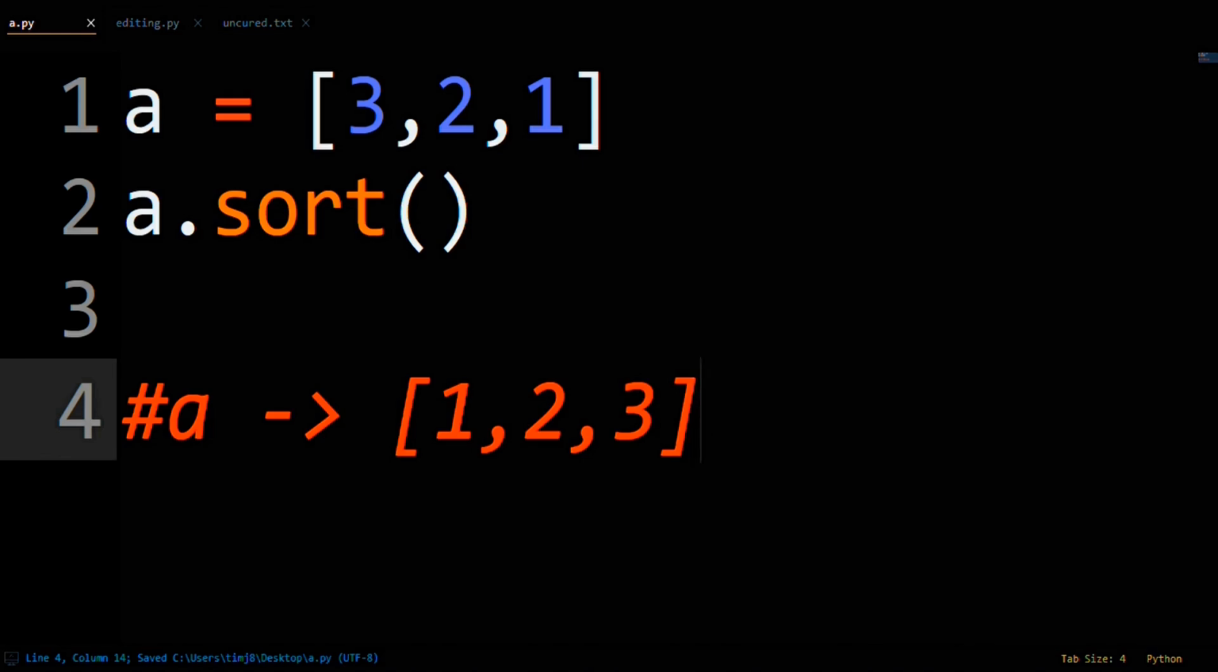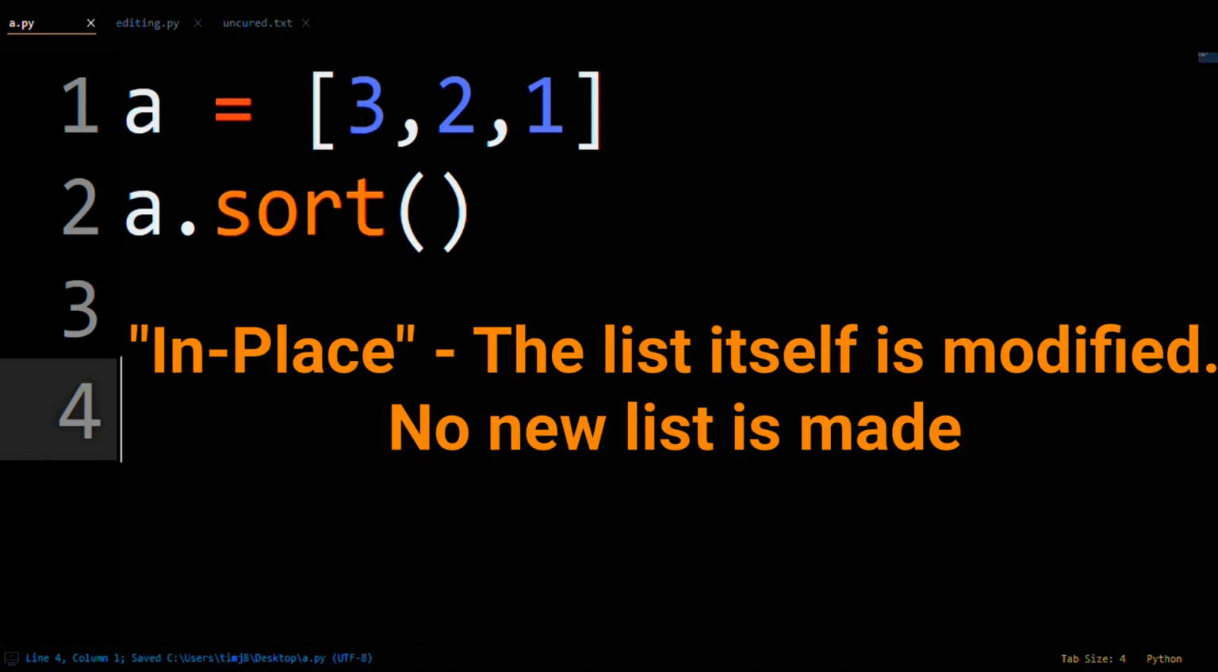The in place part means, if you did not catch it already, the sorting does not make a new list. The list A itself is modified, unlike the built-in sorted function that makes an entirely new list.